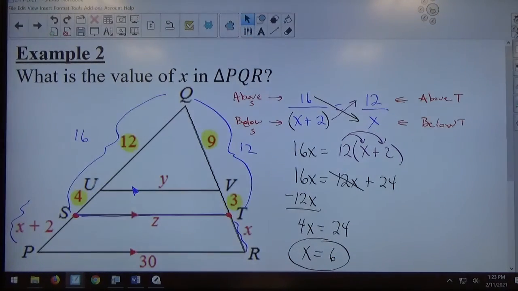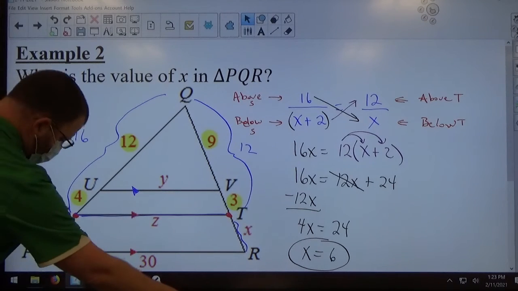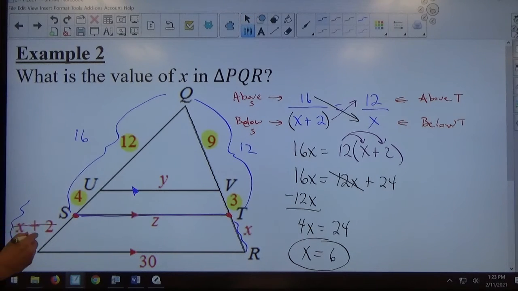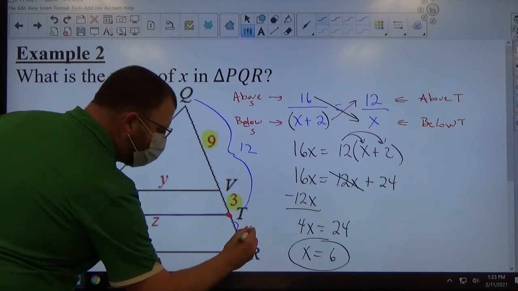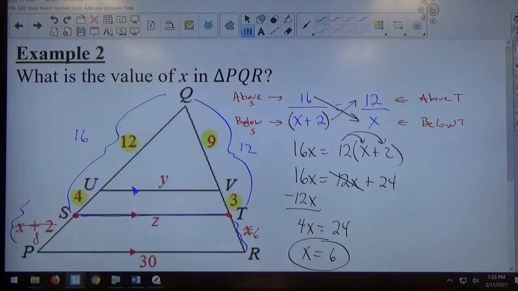What is the value of x? X equals 6, that's the answer to the question. Keep in mind, once we know x equals 6, now we know PS equals 8. And RT is equal to 6.